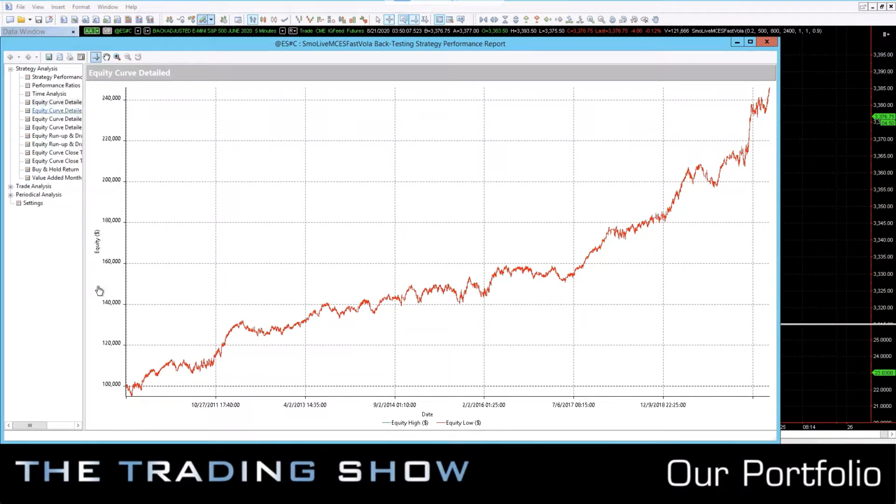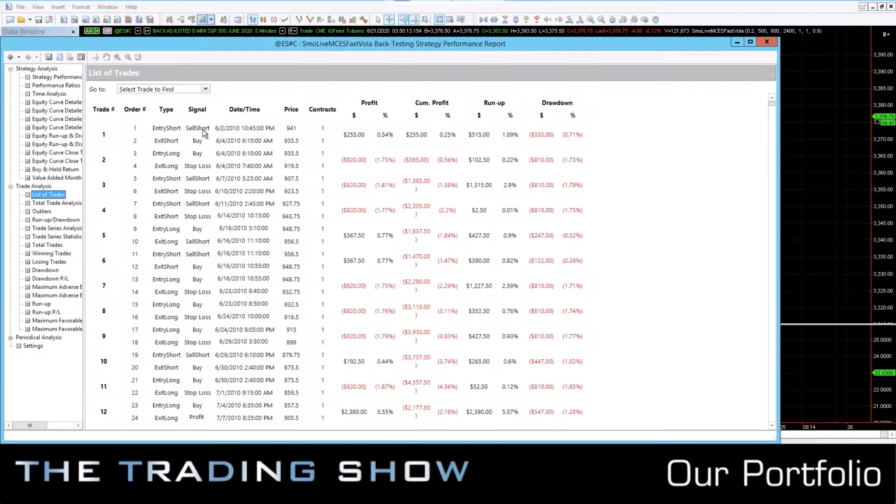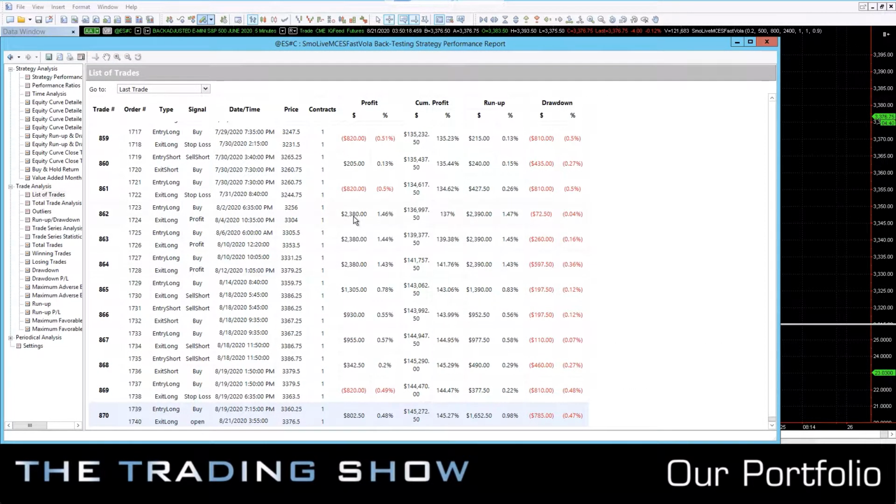We see the equity line here. Let's take a look at the latest trades made by the system. There are 3 consecutive trades that have earned over $2,000 for a total gain over $10,000 in the last 2 weeks. I think this is a truly impressive result.